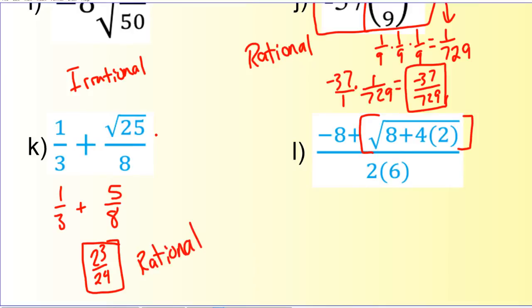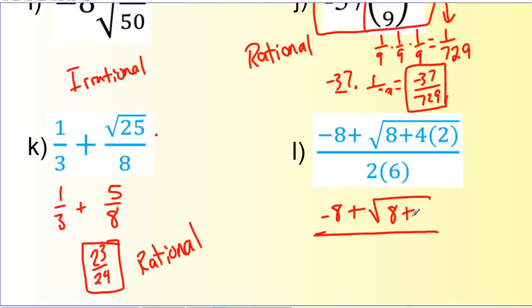All right, tricky letter L. Let's see what we got here. Erase this and this, and here we go. We are going to do the math inside the square root first. So I'm just going to start writing down the rest of the stuff. Negative 8 plus the square root of 8 plus, well, 4 times 2 is 8. Even inside the square root here, you do the order of operations. You do the multiply first, add and subtract second. So 4 times 2 is 8.